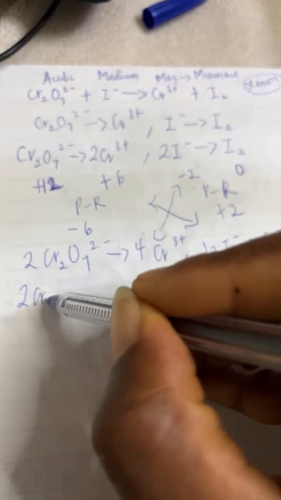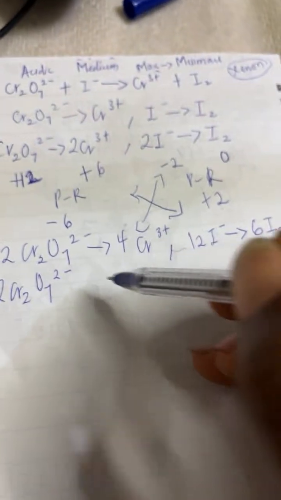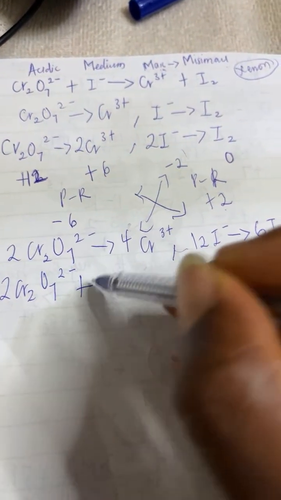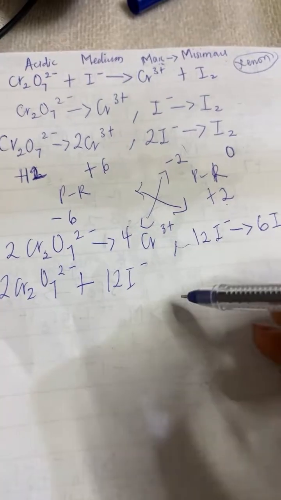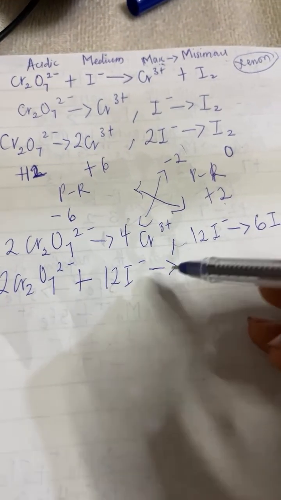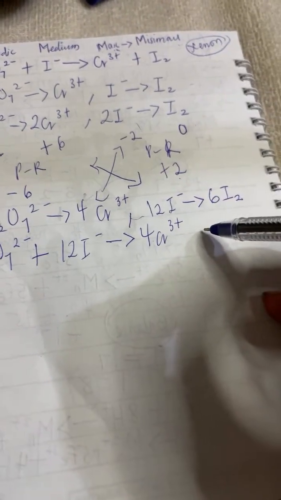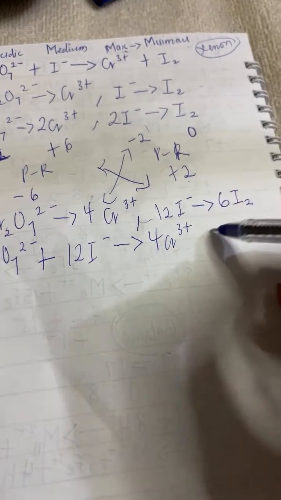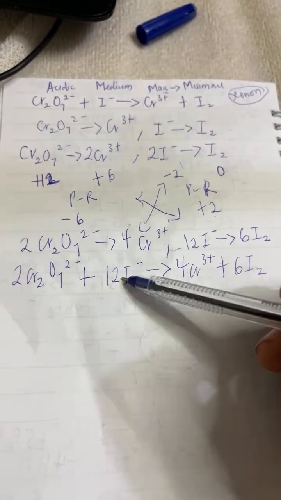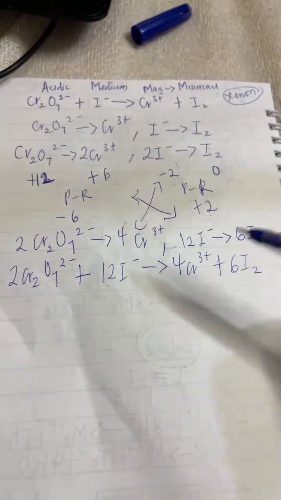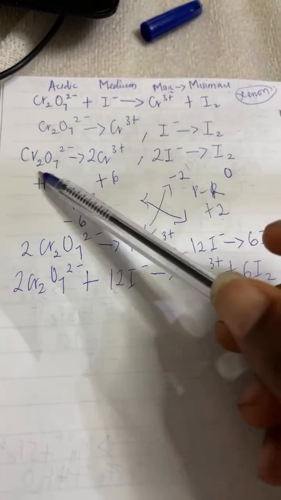So 2 Cr2O7 2-, then plus our 12 I- to give 4 Cr3+ and plus 6 I2. You can see this is 2, 12, 4, and 6. All of these are even numbers. 2 can divide through. You can decide to divide through by 2.